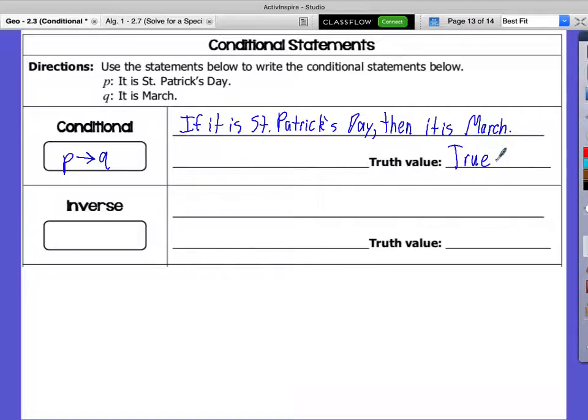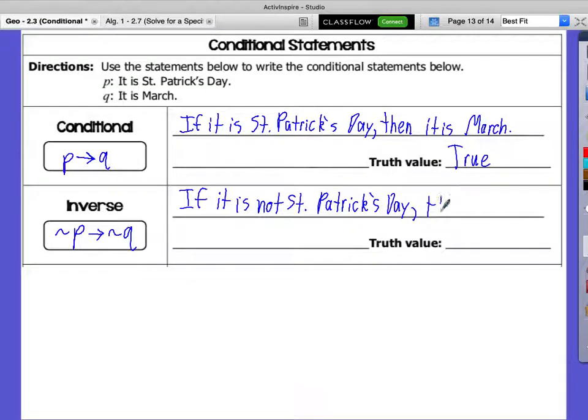What's the inverse? What do we do to get the inverse? We negate P and we negate Q. So we do not P, arrow, not Q. If you read that, if not P, then not Q. So somebody help me out here. If it is not St. Patrick's Day, then it is not March.